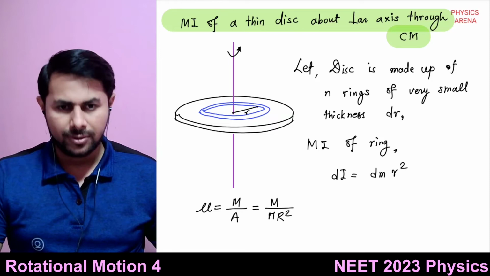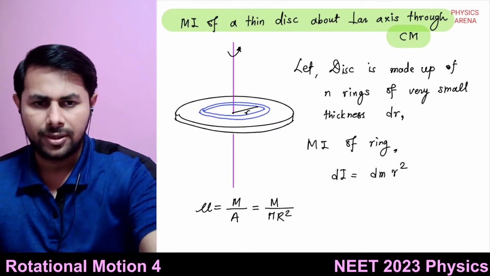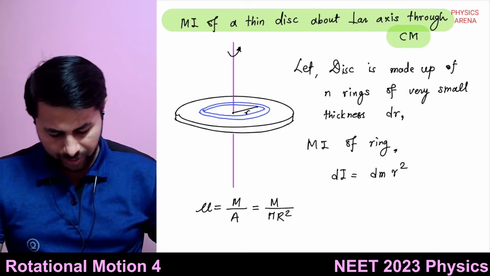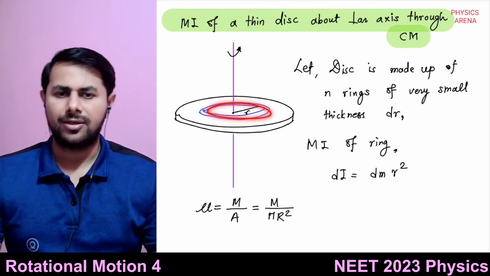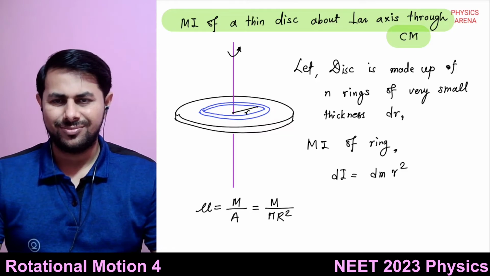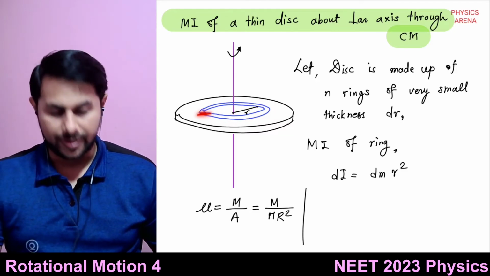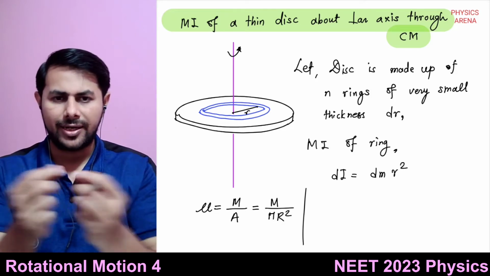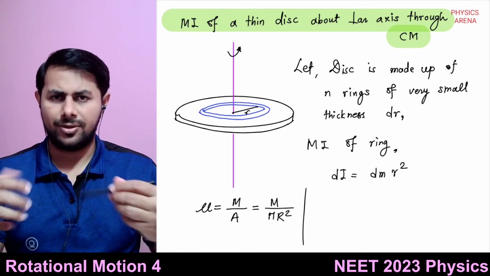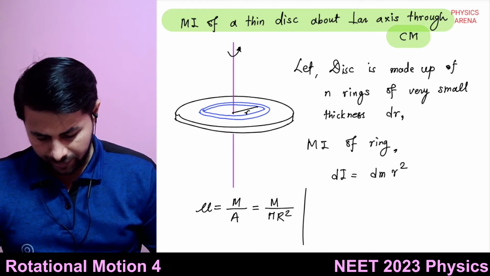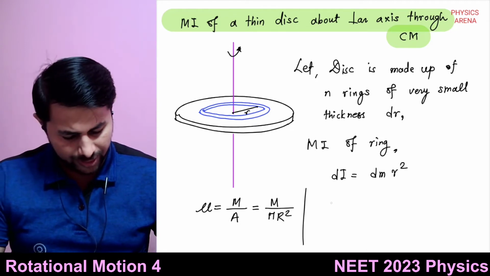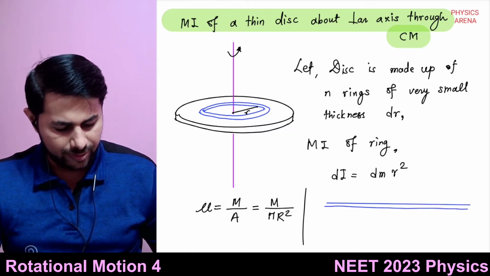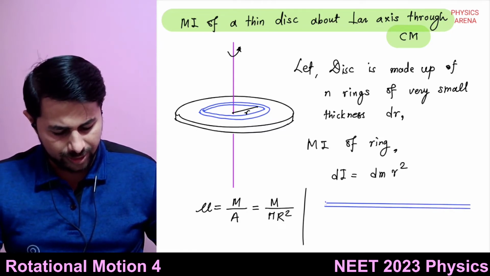So now my question is, how much would be the area of this ring? Who can tell? If I cut this ring over here and unwind it, what will I get? I will get a straight rod, you can say. So I will get a rod like this. How much would be the length of that rod?